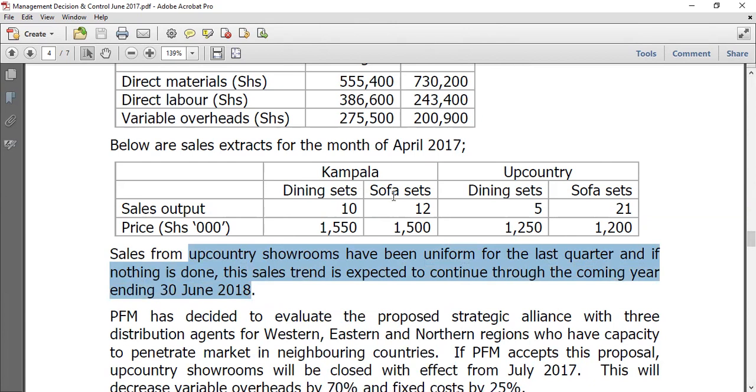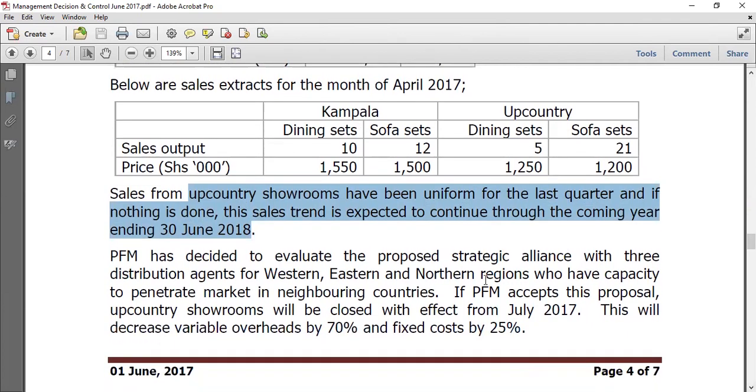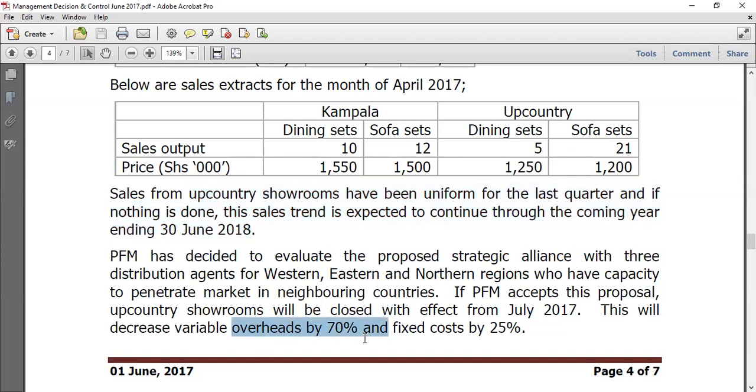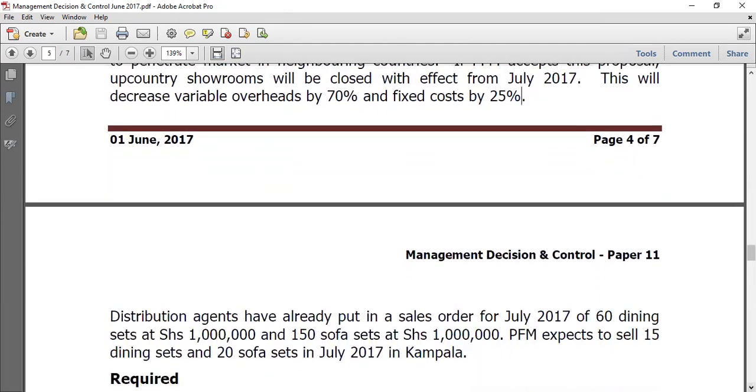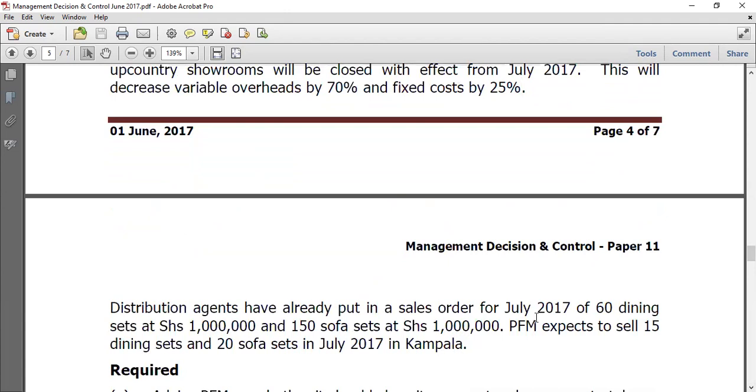So ideally, when we are doing our profit statement, we base on the total revenue. And then also, one of the other things they have indicated here is that if PFM accepts this proposal, the upcountry showrooms will be closed with effect from July 2017. This will decrease the overheads by 70% and fixed costs by 25%. So the fact that they have given us costs in terms of monthly, and even for July they have given us values.